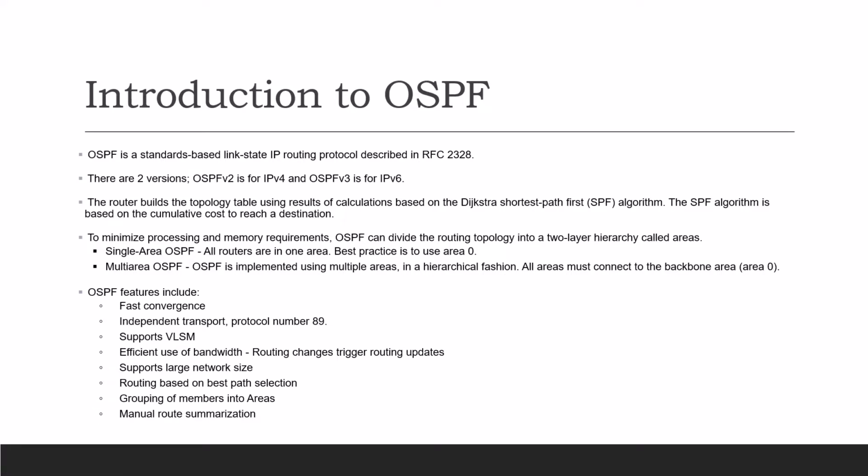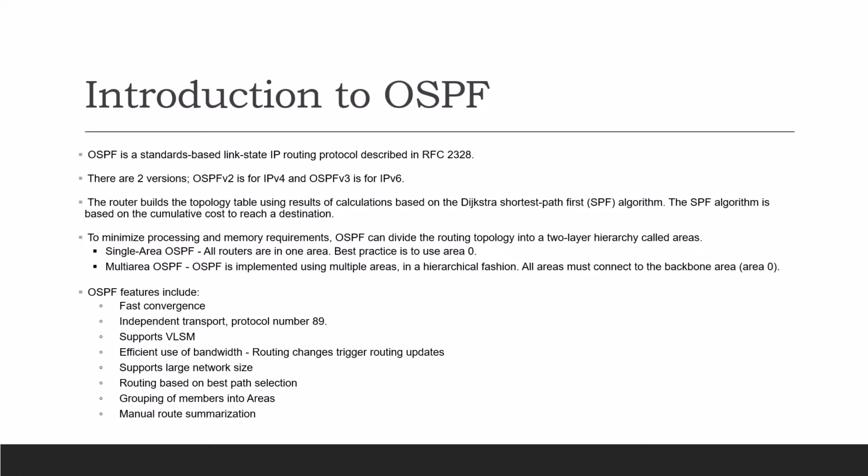The best path calculation is based on the cost, so OSPF uses cost to calculate the metric. And OSPF is a link state routing protocol. All routers configured for OSPF will maintain a complete network topology. To minimize the processing and memory requirements, OSPF can divide the routing topology into a two-layer hierarchy.